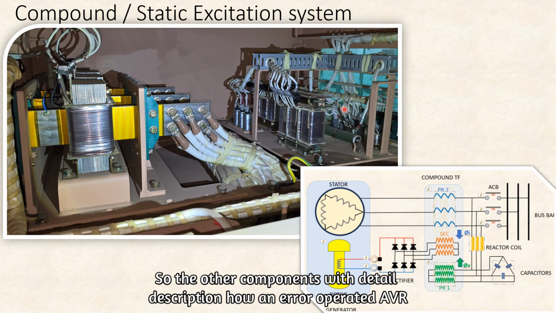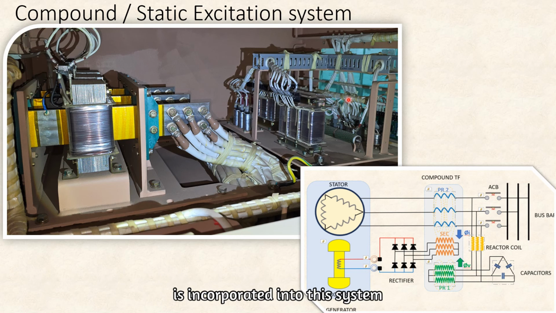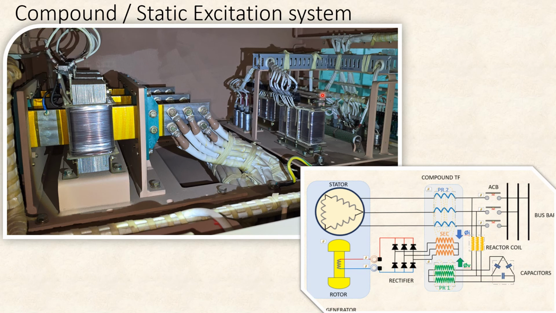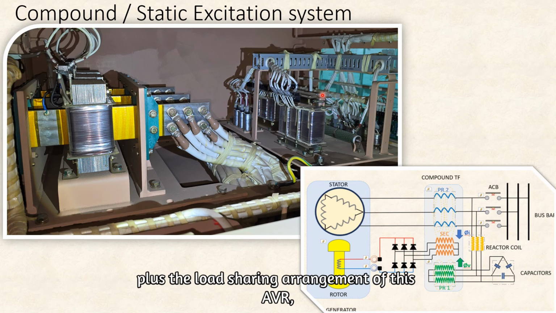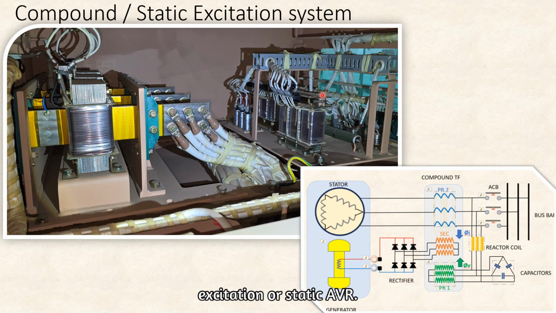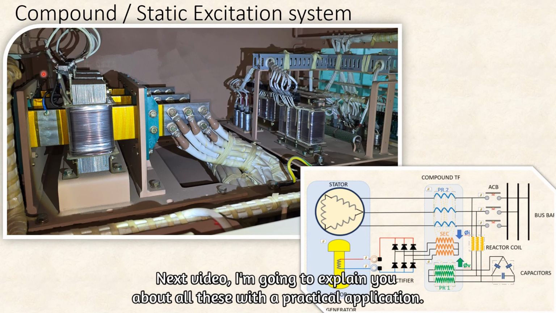So the other components, with detailed description of how an error-operated AVR is incorporated into this system, why there are even these brushes and how we can make it brushless, plus the load sharing arrangement of this AVR. Modern, we can say it is a functional AVR, or we can say it is static excitation or static AVR. So in the next video, I'm going to explain all these with a practical application.